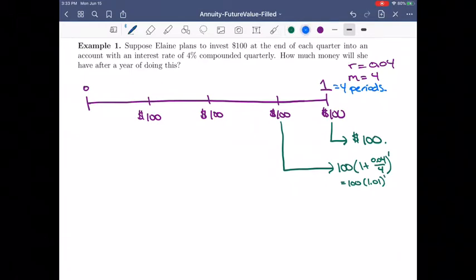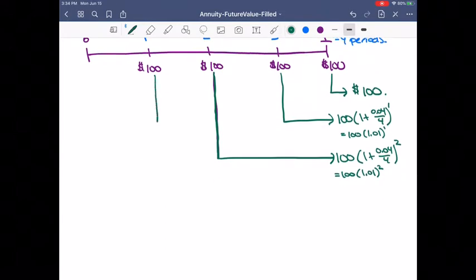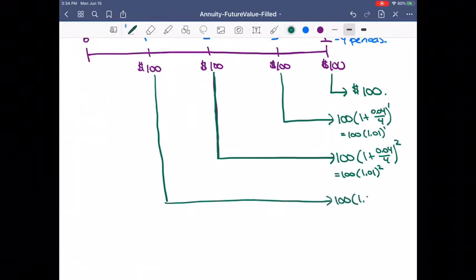Now if we look, maybe just number these. So those are the periods. If we look at the second one, same idea, but this one is in there for 2 compounding periods. So it's going to be 100 times 1 plus 0.04 over 4 to the power 2. So that's 100 times 1.01 squared. Now the first one that we did is going to be in there for 3 compounding periods. So it's going to be 100 times 1.01 to the 3.